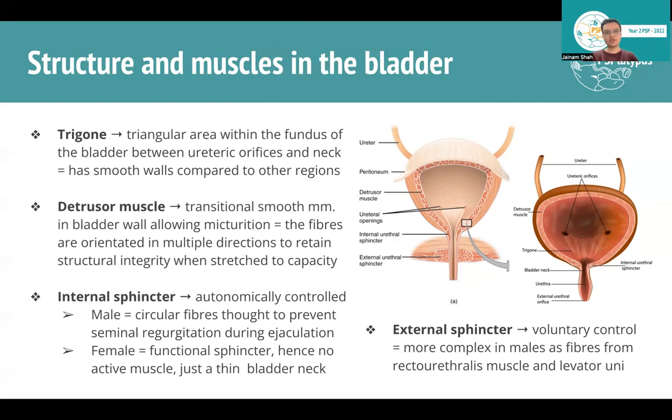So that's the thing that you can control when you think it's most appropriate to void. It's a little bit more complex in males. And I guess a lot of these things will be more complex in males because they've got longer urethras. The reason why it's complex is because you've got fibers from all these different muscles joining: the recto-urethralis muscle, and then parts of the levator ani muscle.